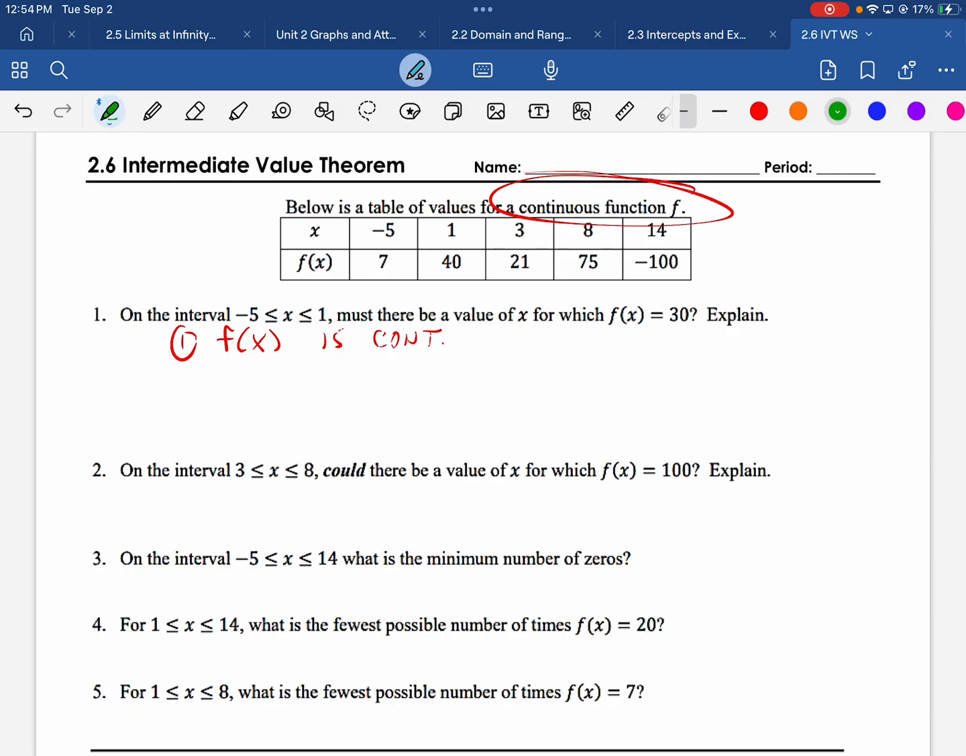All right, so then I'm going to look at my interval from negative 5 to 1. So I'm not talking about the whole table. I'm just talking about from negative 5 to 1, so be careful about that. From negative 5 to 1, do you have to hit 30? Yes. So I'm going to say 7 is less than 30 is less than 40. So yes, by IVT.